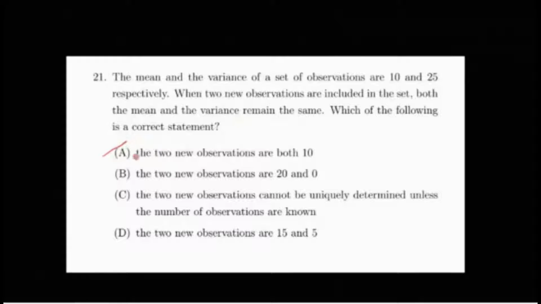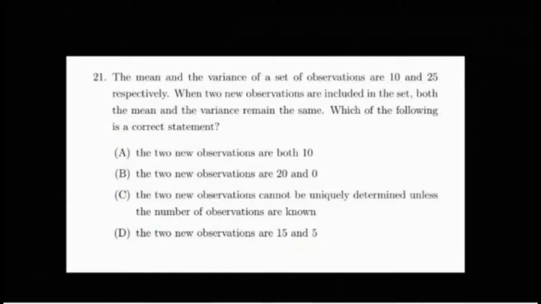So there are four options. The two new observations are both 10; the two new observations are 20 and 0; the two new observations cannot be uniquely determined unless the number of observations is known; and the two new observations are 15 and 5. So there are four options we have to consider.